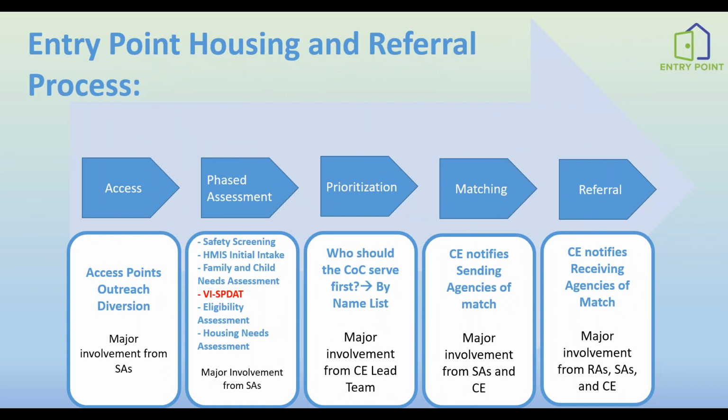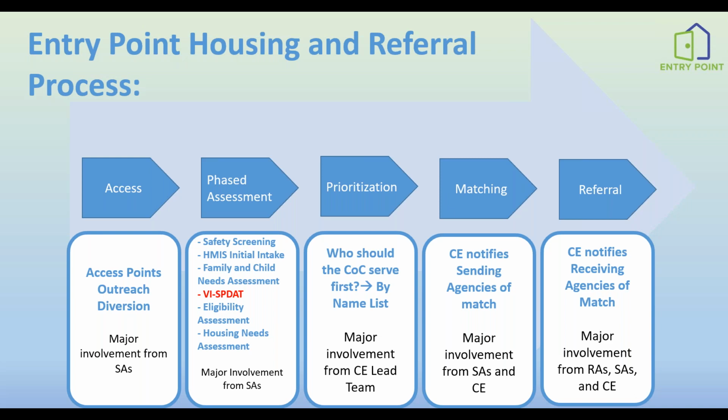For handouts, you might want to reference the 3 VI SPDATs, but we have everything we need in the slides of this module for you to be able to follow along and understand what we're talking about.